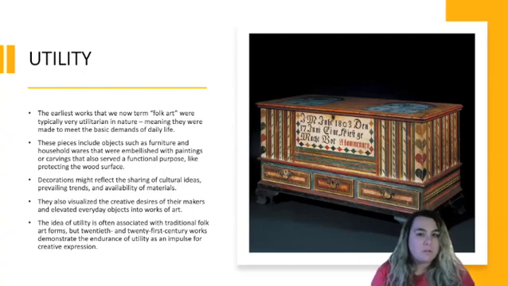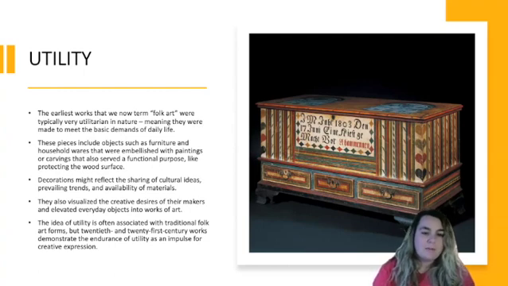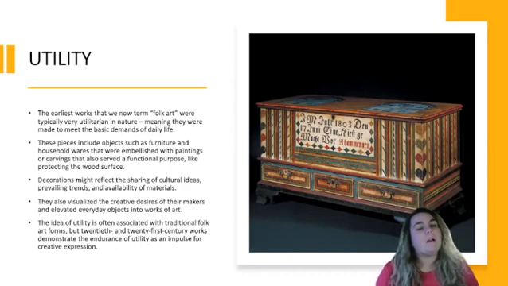These pieces include objects such as furniture and household items that were embellished with paintings or carvings that also served a functional purpose, like protecting the wood surface. Instead of leaving a wooden piece of furniture bare, they would paint it to protect it, kind of like stain and varnish that we use on furniture even today. It was decorative, but it also served a functional purpose.